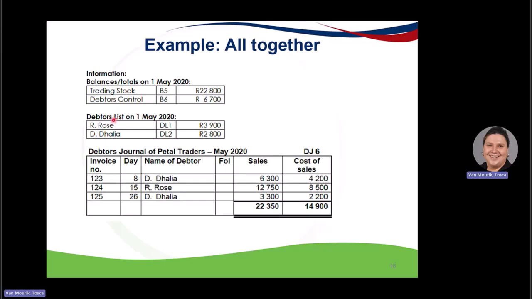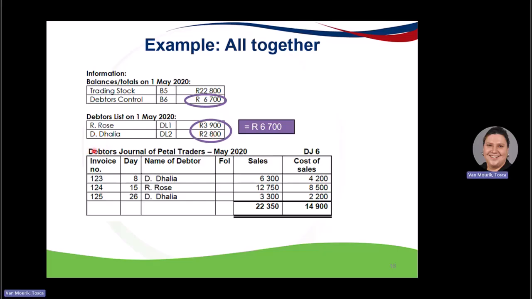So the debtors ledger consists of, or rather, we compile a debtors list of all our debtors ledgers. So first of all, I would like you to see that our debtors control opening balance is 6.7. And if you add together all the debtors on our list, it should also get back to 6,700 Rand.